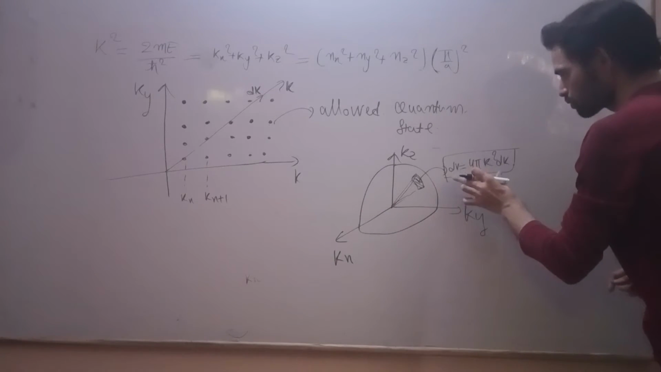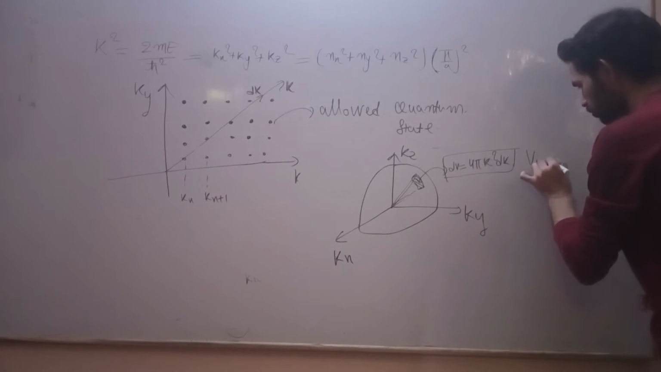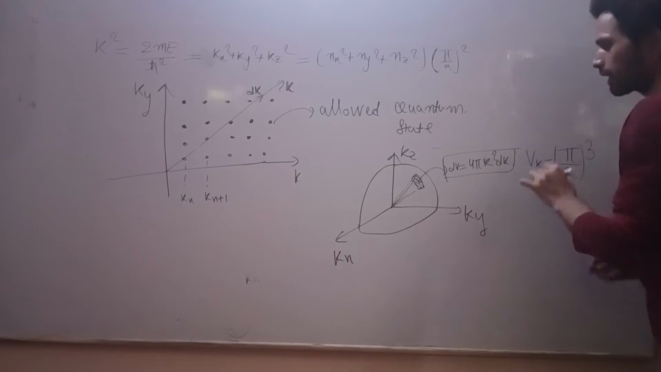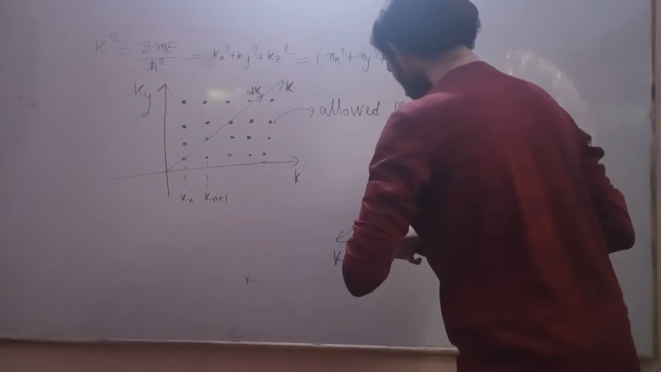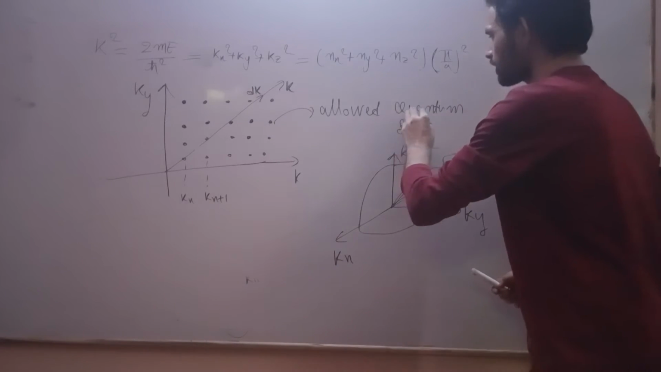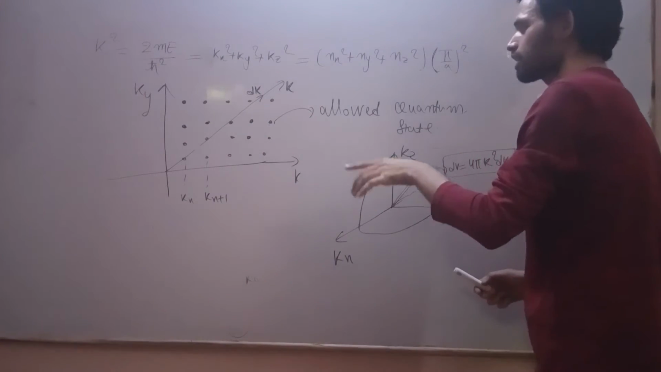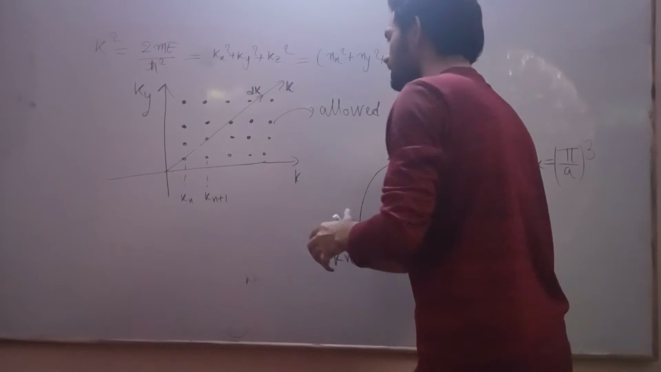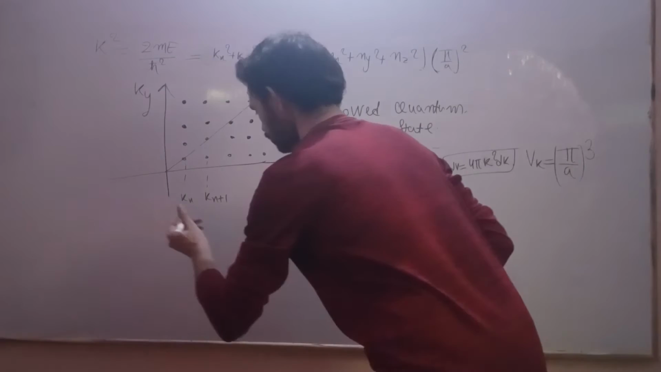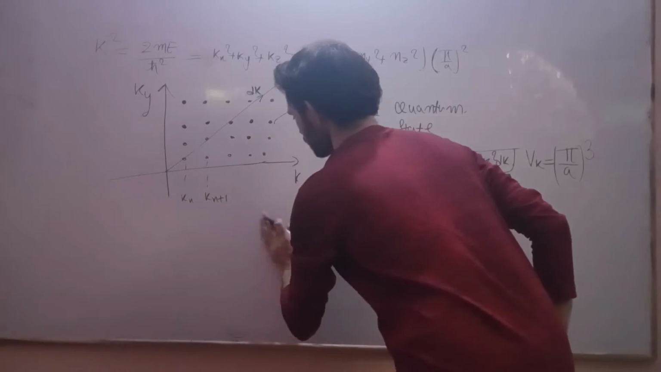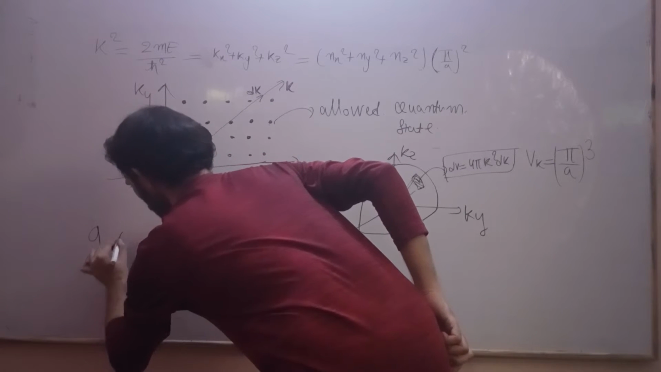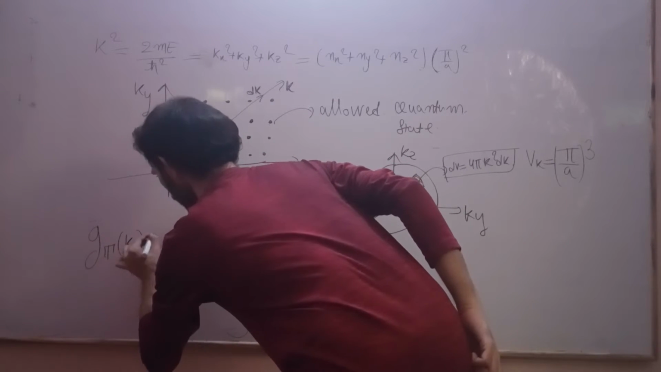Now we have calculated the differential volume, and we have calculated the volume of the single quantum state, which is nothing but pi by a whole cube. We have also selected one corner out of each corner, because the density of quantum states can be determined only by considering the positive 1/8 of kx, ky, kz. So see here, the density of allowed quantum states, g_T of k, as a function of k dk.